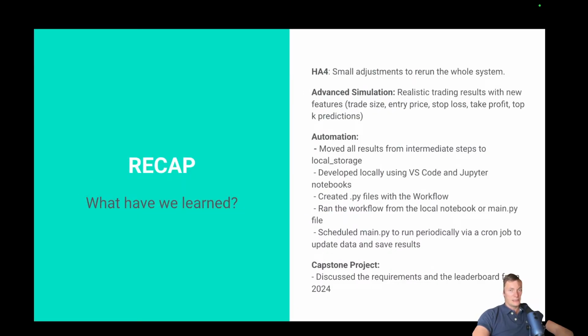So that's the recap for today. Home assignment number 4, we discussed the core ideas, and you were supposed to do small adjustment to the existing code, not ideal code, and run it again and tune the whole system. Then we spent a lot of time on the advanced simulation, how you could simulate the predictions from a model with features for trade size, entry price, stop loss, take profit, and selecting top K predictions.